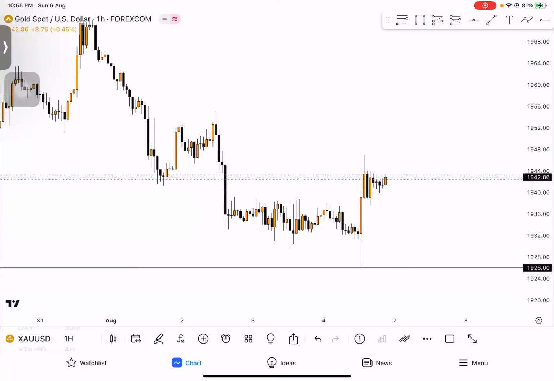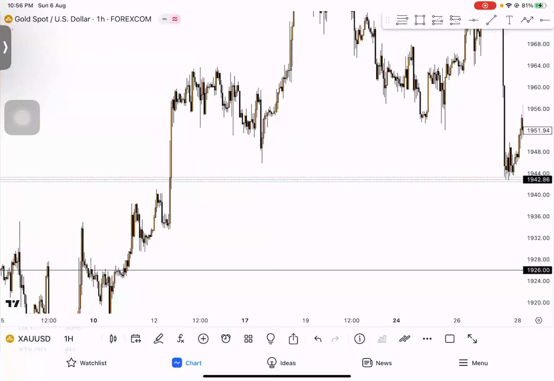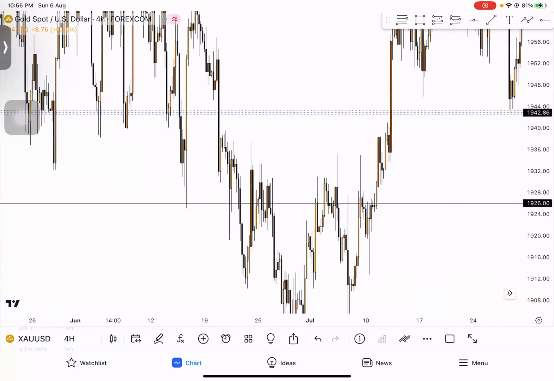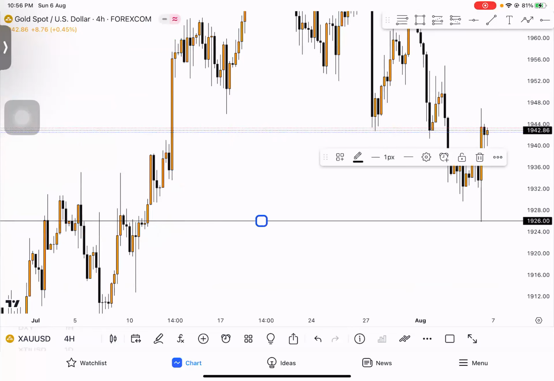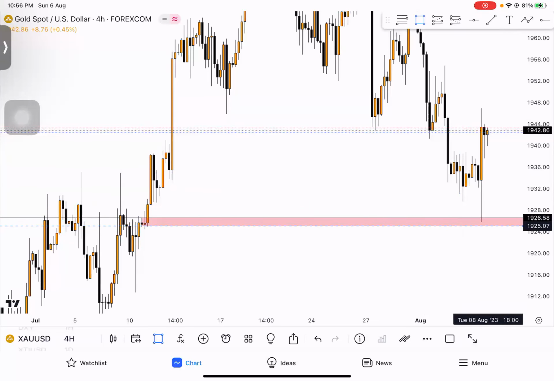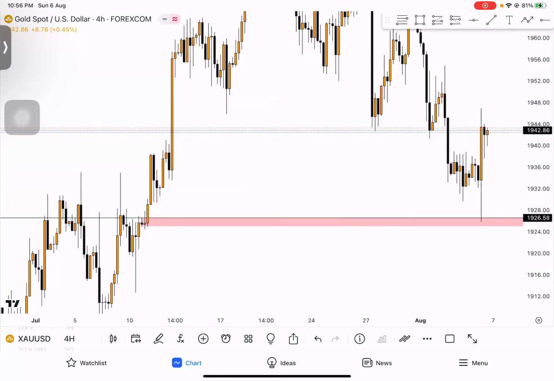Do you know what is the reason the gold spiked until around 1926? If you swipe to the left, you will see what is here. H4 is clearer. You can see this area actually got the demand zone, from 25 until 26.6, the demand zone, right? And before it touched the demand zone, what did it do?